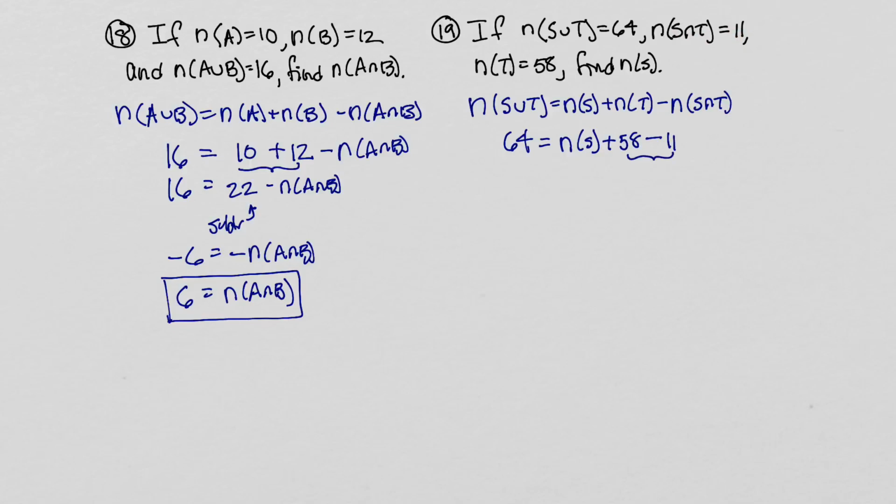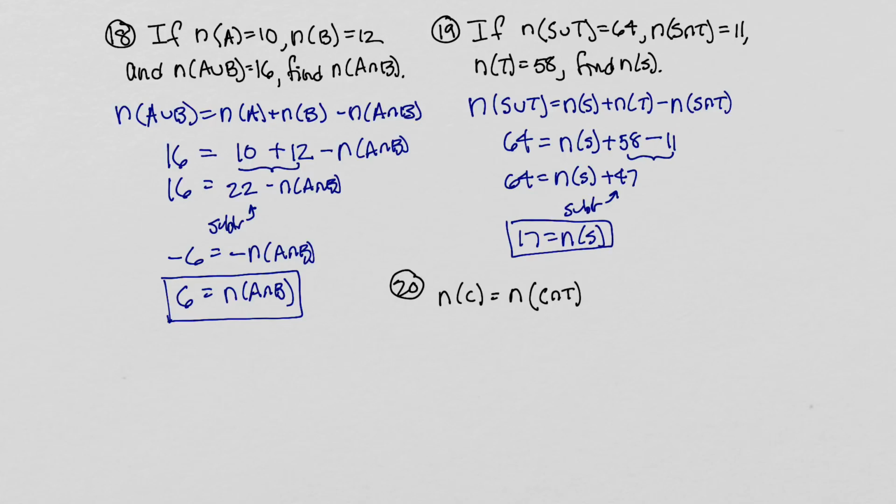All right, so let's see what we'll get here. 64 is equal to the number of elements in S plus, how about a 47? And then why don't we subtract 47 from each side? Doing so will give us 64 minus 47 is 17, and that's equal to the number of elements in S.